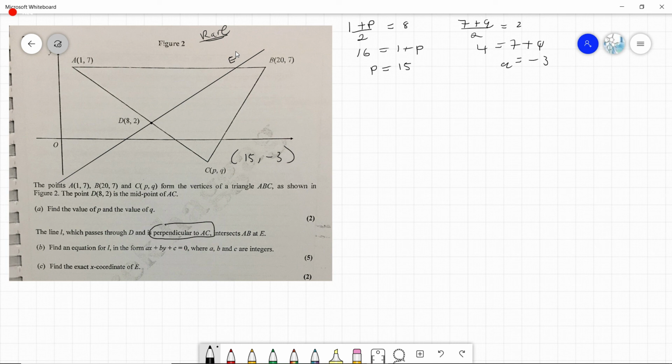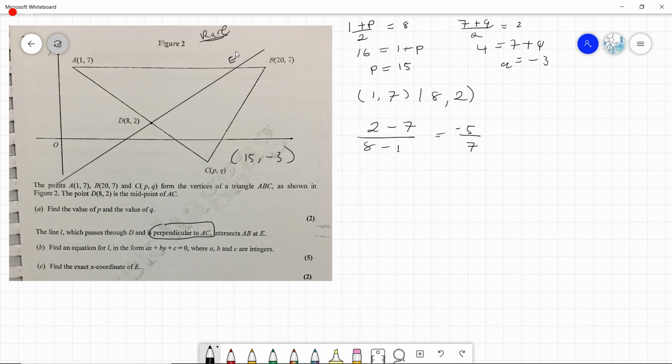It says find the equation of the line L in the form ax plus by plus c. Straight away, perpendicular means that we need a gradient. We're going to be using any 2 points on this line to get a gradient. So I'm going to find the gradient of AC. That will be 1, 7, and 8, 2. So that will be 2 take away 7 over 8 take away 1.